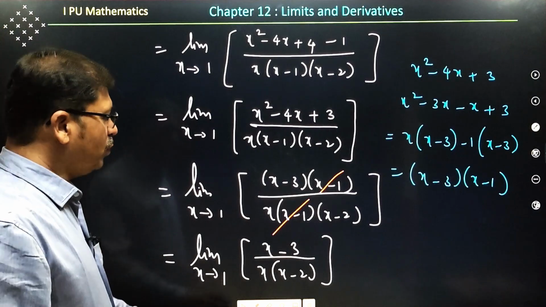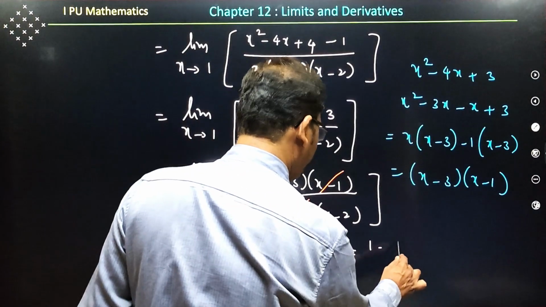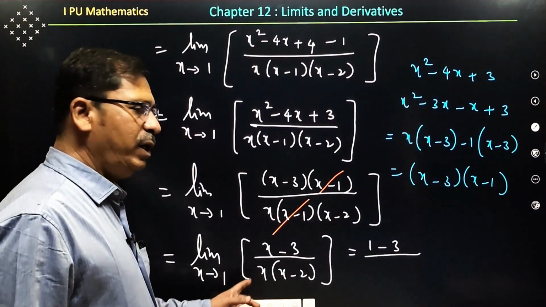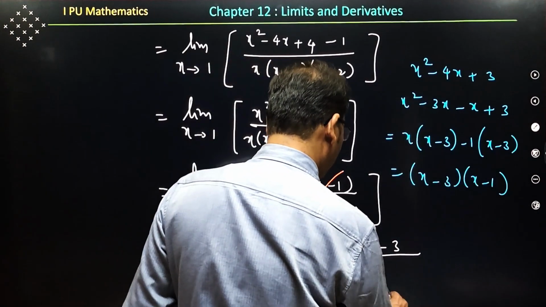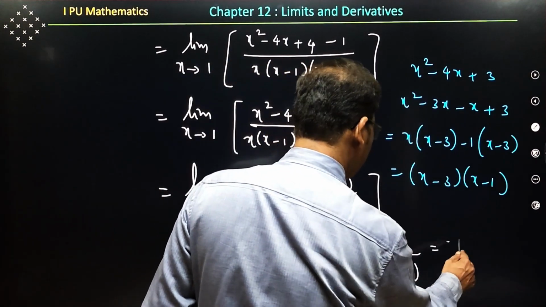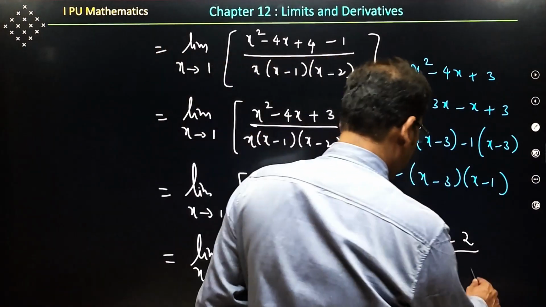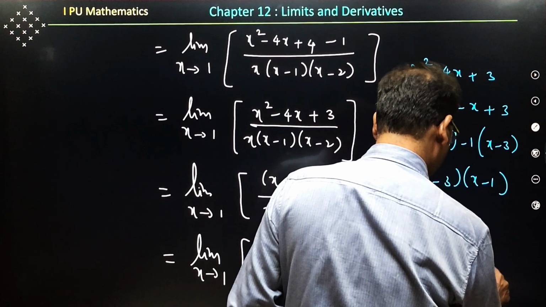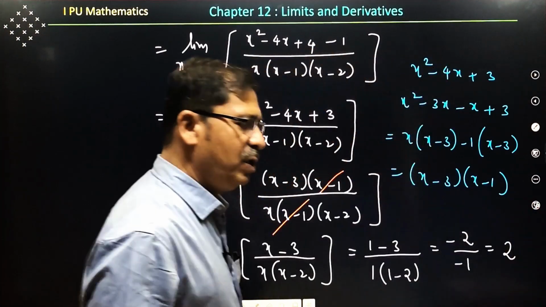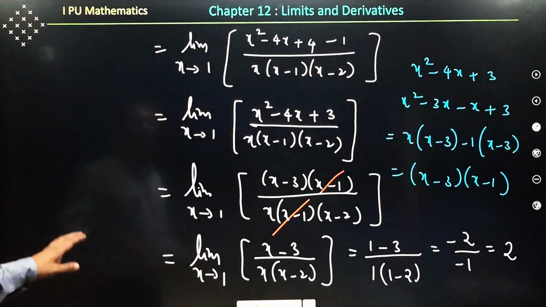X tends to 1. You put 1 here. So 1 minus 3, this is divided by 1 into bracket 1 minus 2. So 1 minus 3 is minus 2 divided by 1 minus 2 is minus 1. So 1 into minus 1 is minus 1. So the final answer is 2. So this is the solution to this example here.